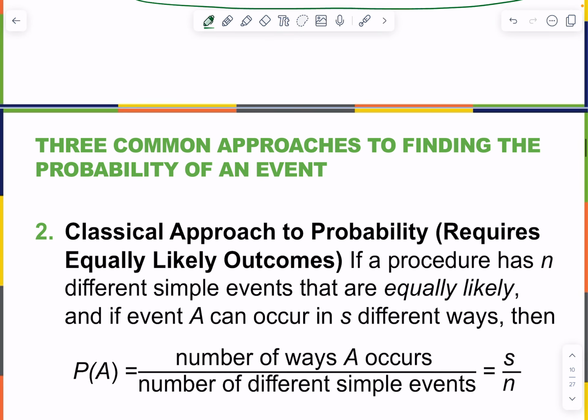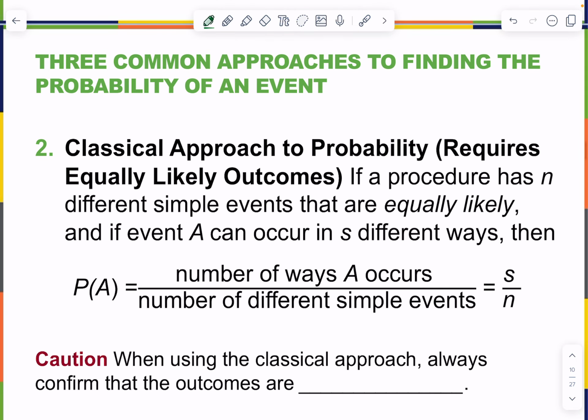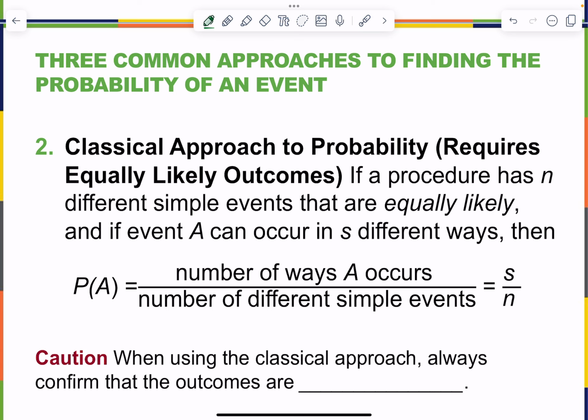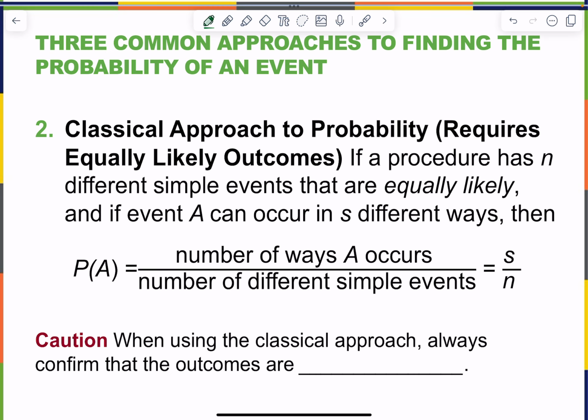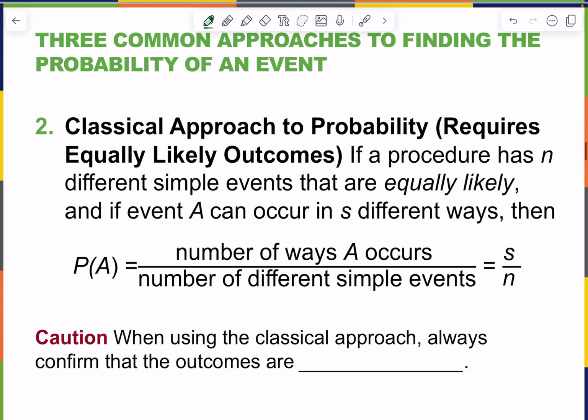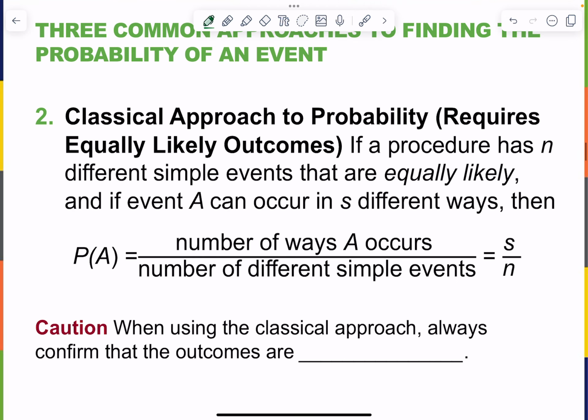Anyway, so there's also a classical approach, or perhaps a theoretical approach to probability, and this requires equally likely outcomes in order to compute this. So this is really computing it. If a procedure has n different simple events that are all equally likely, such as rolling a particular number on a symmetric cube, a die, right? Each face is very similar to the other, and so there's no reason that one face would have a greater probability of landing face up than any other.